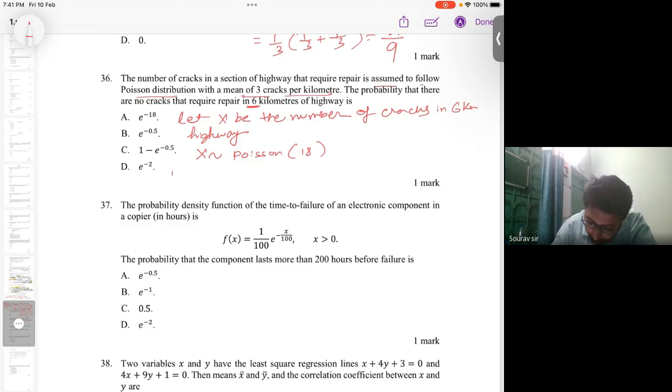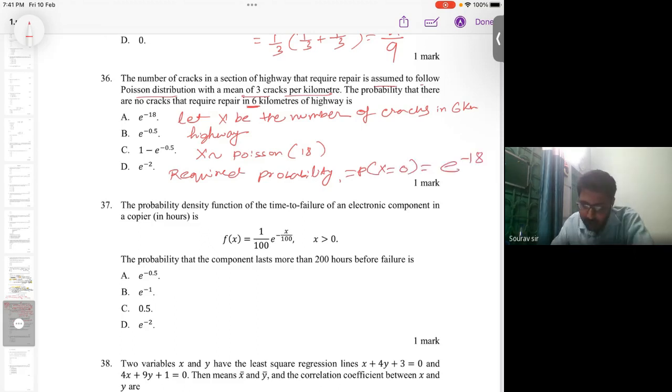So the required probability will be P(X = 0) = e to the power minus 18. So the correct answer option will be option A.